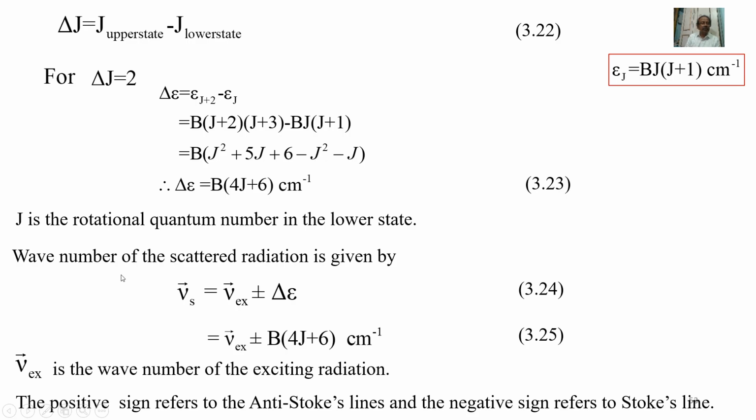Wave number of the scattered radiation is given by nu S equals nu of exciting radiation plus or minus del epsilon. Substituting for del epsilon in this equation 3.24, we have nu excitation line plus or minus B times 4J plus 6 per centimeter. Here nu Ex is the wave number of exciting radiation. The positive sign refers to the anti-Stokes line and the negative sign refers to the Stokes line.